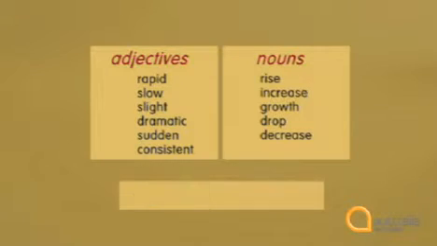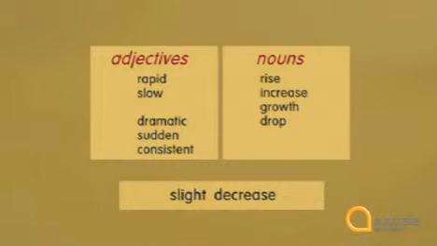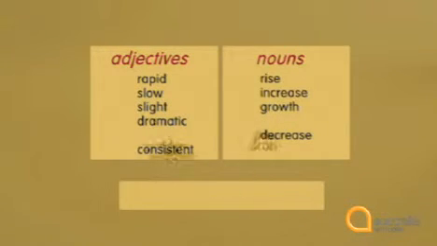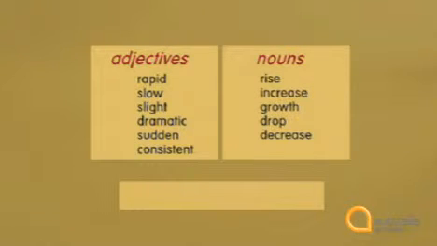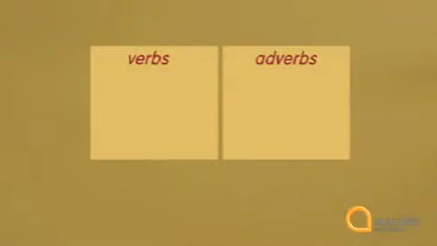And we can put these together. A sudden rise, a slight decrease, a sudden drop, a consistent growth. But there's another way of describing these changes. We can use verbs and adverbs. Many nouns like the rise, the increase, the growth can be used as verbs. To rise, to increase, to grow, to drop, to decrease.